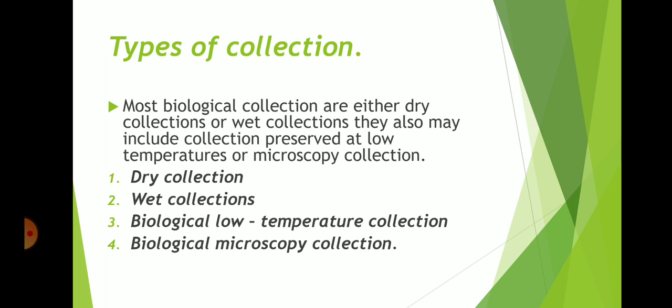All the collections of species are preserved in the museum to avoid the degradation or decomposition of the species. These species are preserved in the museum for the better study of human beings. There are four types of preservation: first, dry collection; second, wet collection; third, biological low temperature collection; and fourth, biological microscopy collection.